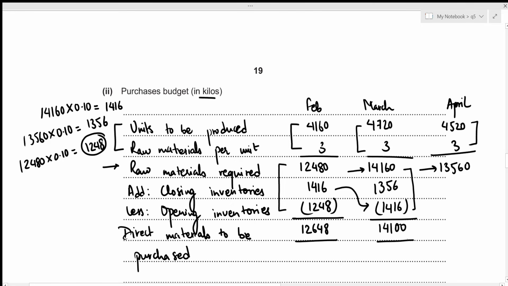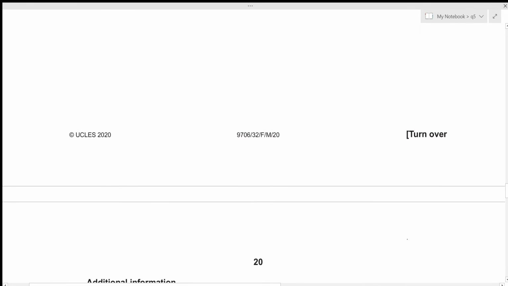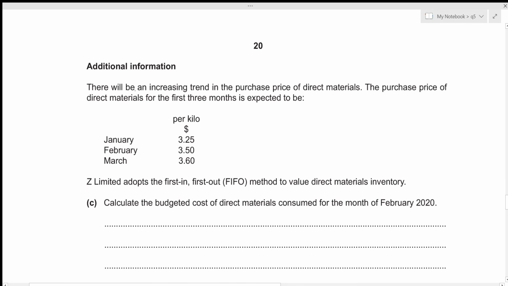We can now move towards the third one. We are given additional information. There will be an increasing trend in the purchase price of direct materials. The purchase price of direct materials for the first 3 months is expected to be as follows, alright? And then Z Limited adopts the first in, first out method to value direct materials inventory. So first in, first out just means that whatever direct materials will be purchased first will be used first.